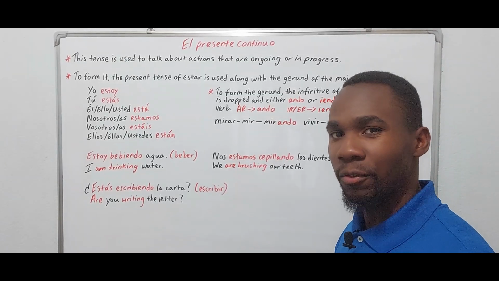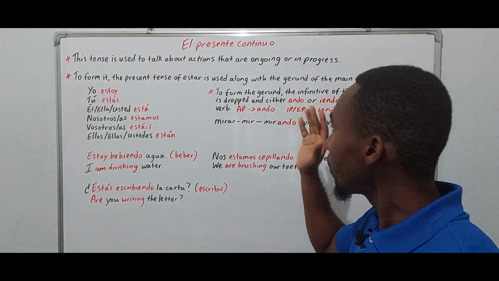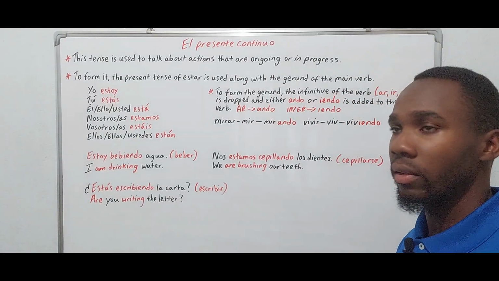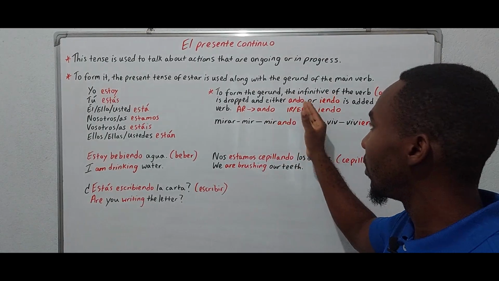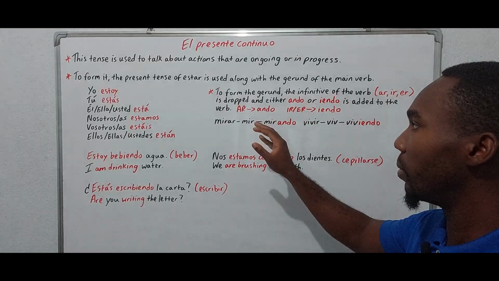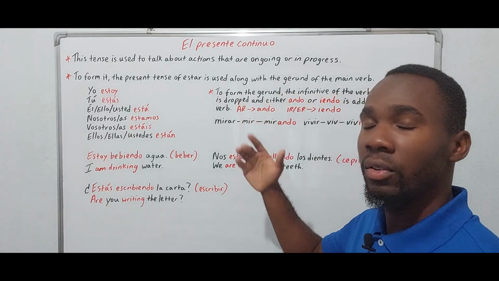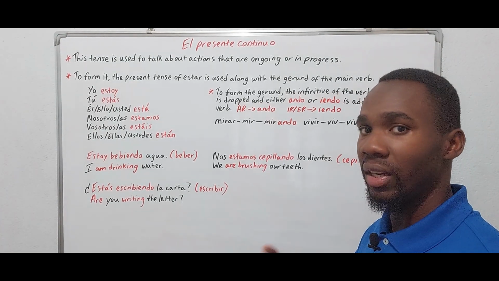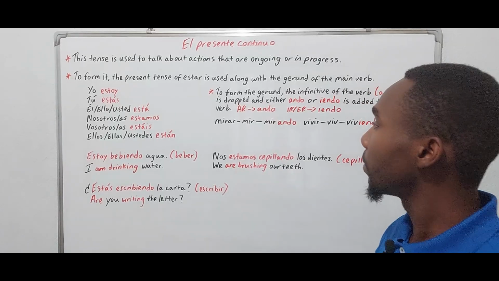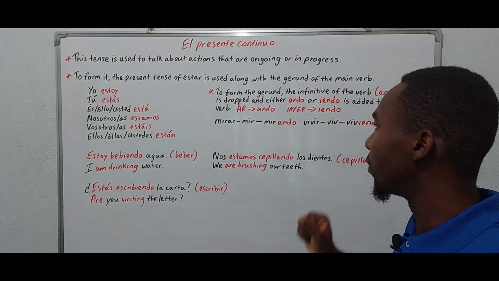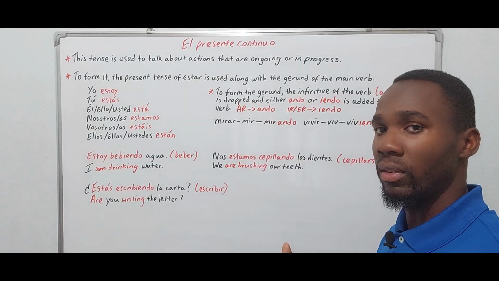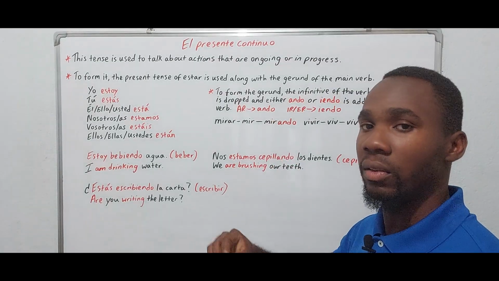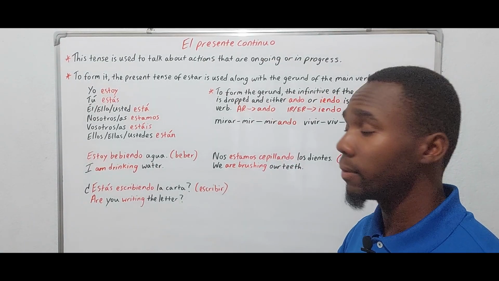In Spanish, of course, it's a bit different. So to form the gerund, the infinitive ending of the verb, which should be ar, ir, or er, is dropped, and either ando or iendo is added to the verb. If we have ar verbs, they become ando. We add ando once we have dropped the ar, right? And if we have ir and er verbs, those will take iendo, right? So these are the endings that we add depending on the type of verb we're talking about, right?